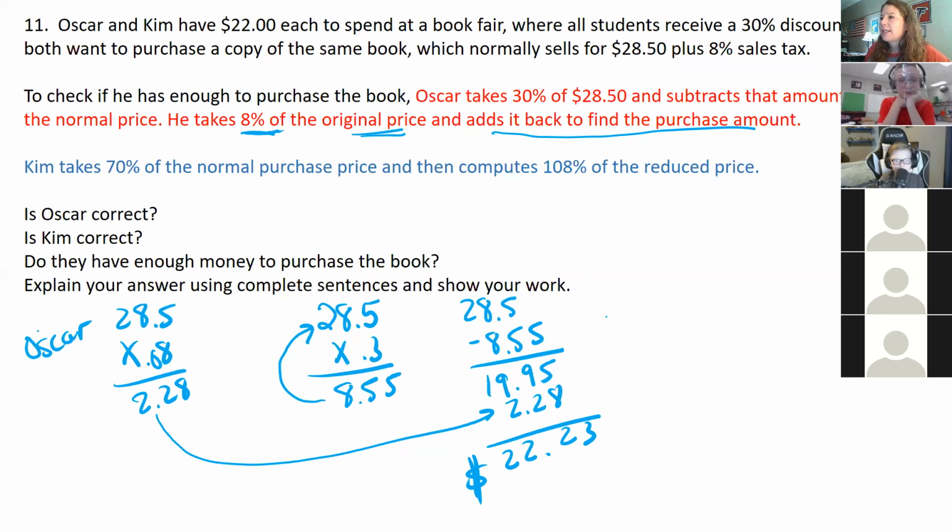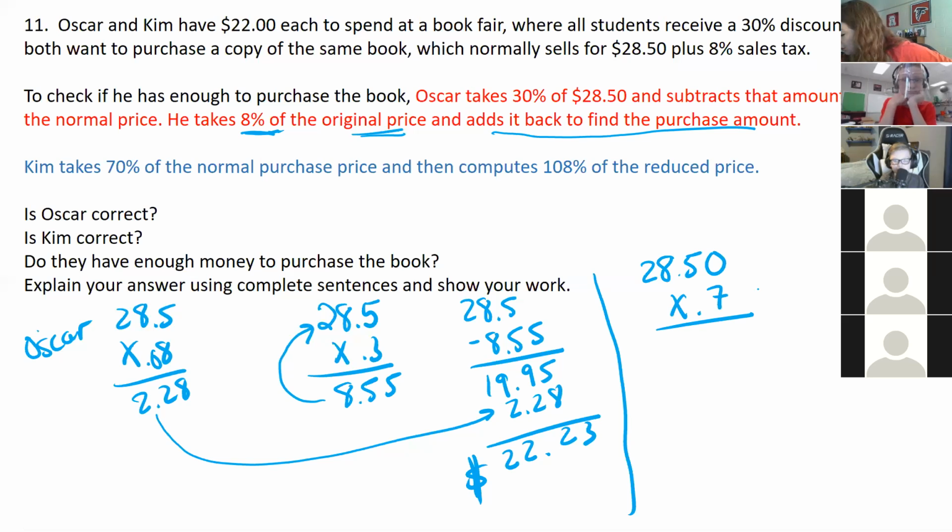All right, now Kim did a lot less steps. She took the original price of $28.50 and found 70% of that price. Why would she do that? Why would she multiply by 0.7? Because 30% off. Yes, because if you take the original price, which is 100% of the original price, take away 30%, that would leave you with 70%, right? And at this point, they both have the same answer, don't they?